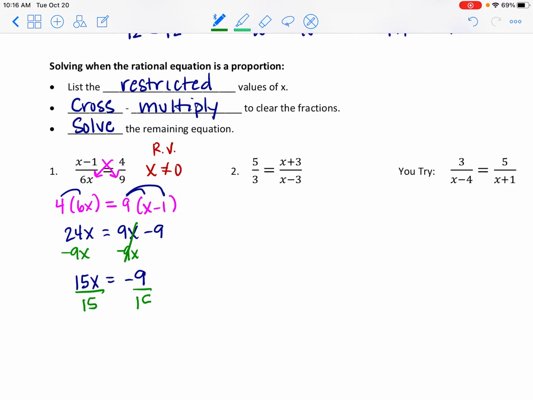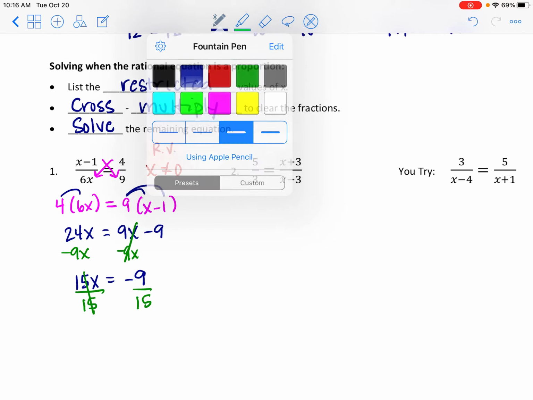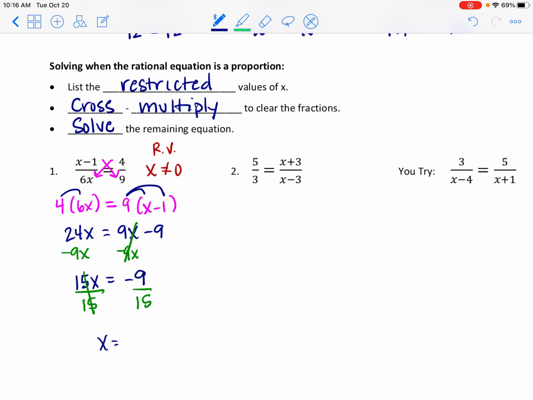If I divide by 15 on both sides, then x is all by itself equal to, now negative 9 doesn't divide by 15, but that does reduce, so we're going to make our reduced fraction negative 3 over 5 our answer. And that is not restricted. The restriction was 0, which means that's going to be a valid solution for us.